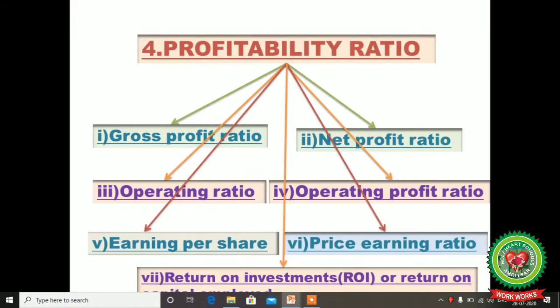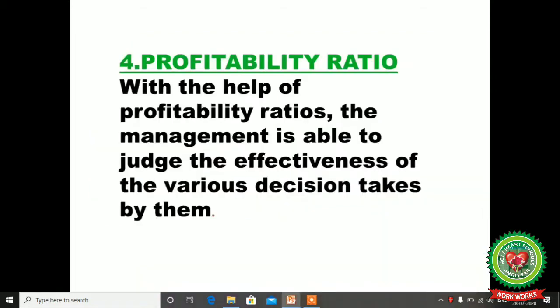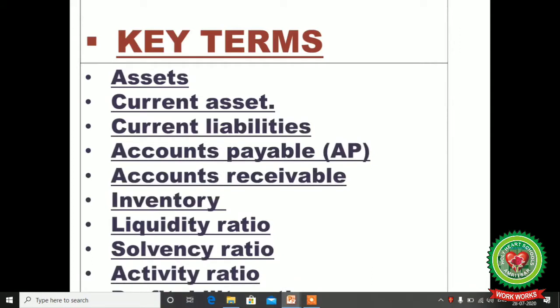Under the profitability ratio, see gross profit ratio, net profit ratio, operating ratio, operating profit ratio, earning per share, price earning ratio, return on investment, ROI. Okay, these all are the ratios under the profitability ratio. But my today's topic is all about the liquid ratio.